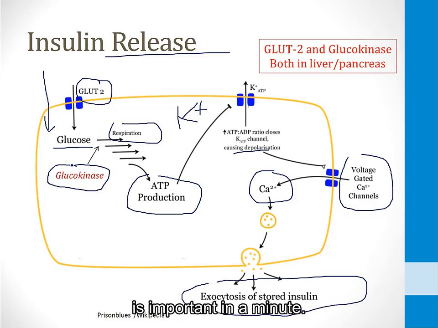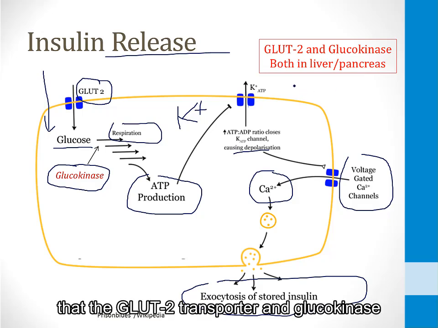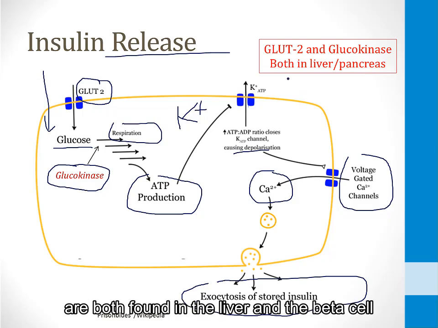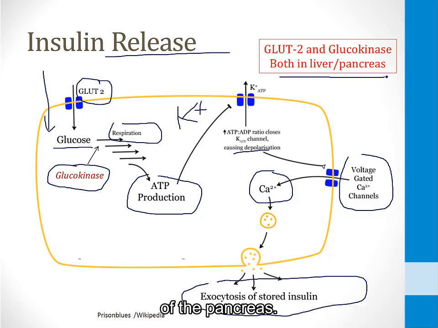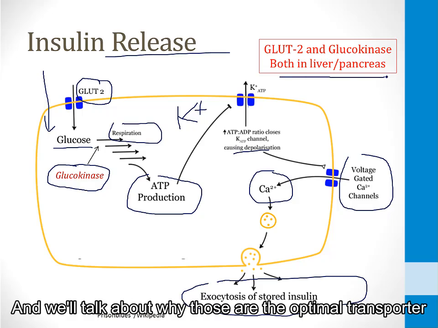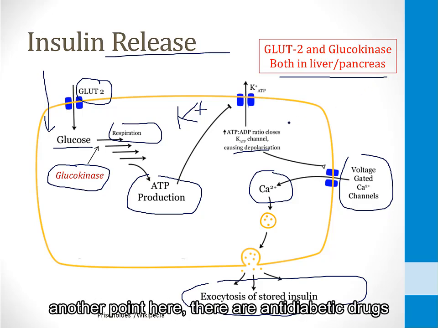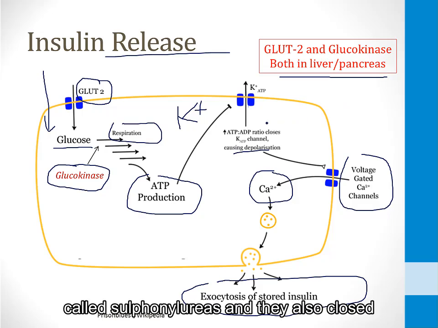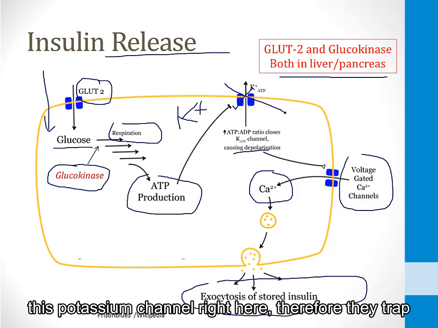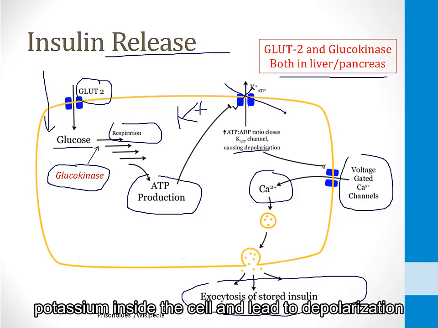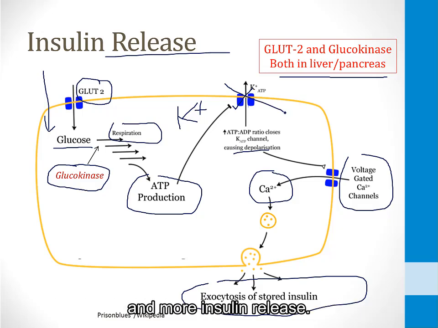I point out up here at the top right of the screen that the GLUT2 transporter and glucokinase are both found in the liver and the beta cell of the pancreas, and we'll talk about why those are the optimal transporter and enzyme for the beta cell in a minute. Another point here, there are anti-diabetic drugs called sulfonylureas, and they also close this potassium channel right here. Therefore, they trap potassium inside the cell and lead to depolarization and more insulin release.